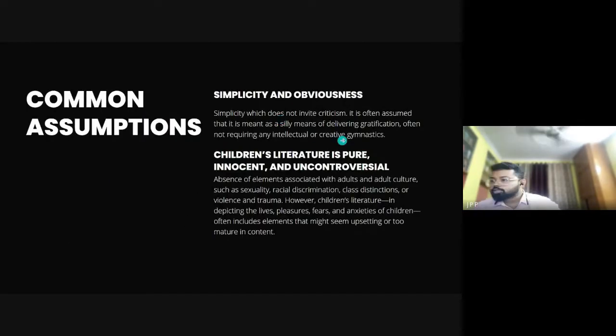Now, let's start from the very beginning with the common assumptions associated with this literature. The first common assumption is simplicity and obviousness. We can see this from the two examples we used from the very beginning of this lecture, two very popular nursery rhymes. On the surface, they are quite simplistic, and their meaning is quite obvious as well.